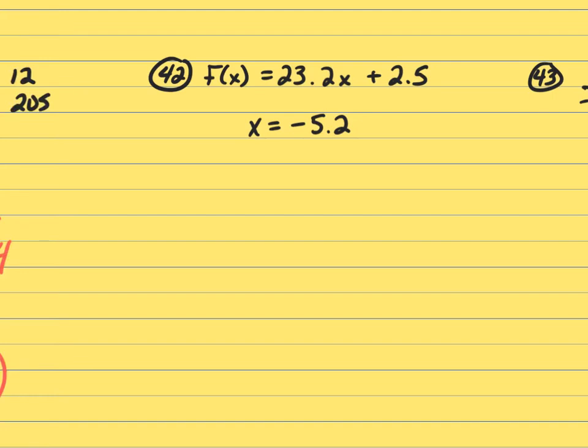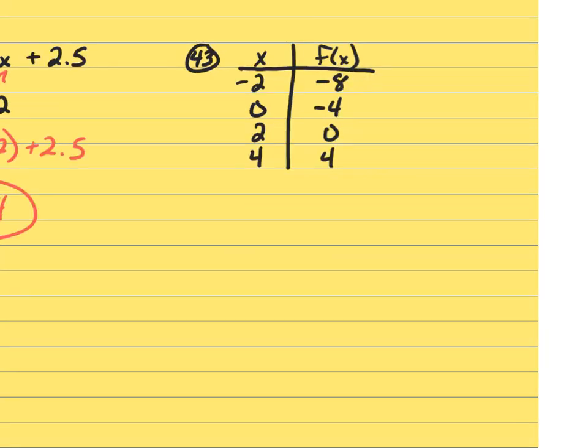Number 42, you're trying to find what the answer would be if you plugged in a -5.2 for x. So on my calculator, I would just type in 23.2 times -5.2 plus 2.5, and I would get an answer of -118.14.